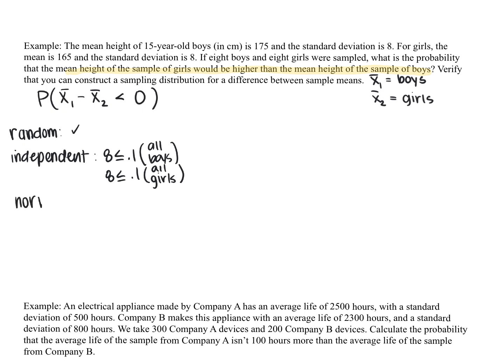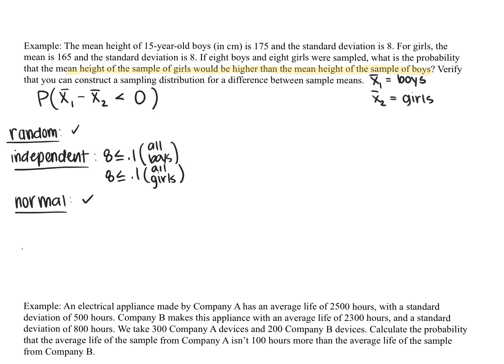Then the last one I have to check is normal. Now, it doesn't specifically state here that the population distribution is normal, but we have done plenty of examples in the past where we look at average heights, and we know that those population distributions are normal. Because our sample sizes are 8, they're not greater than or equal to 30, but in general, heights are normally distributed.